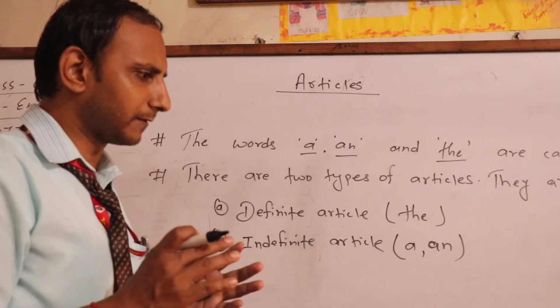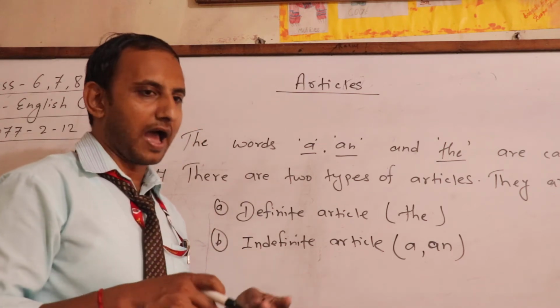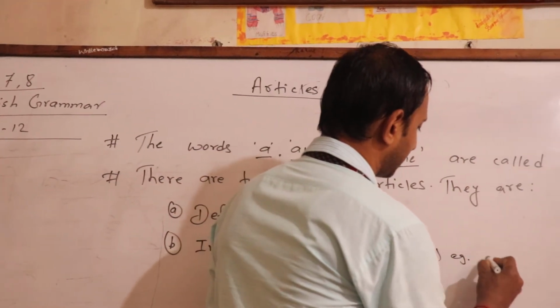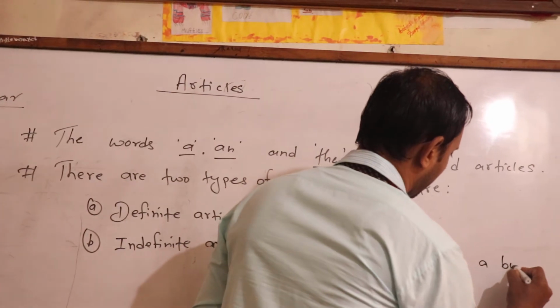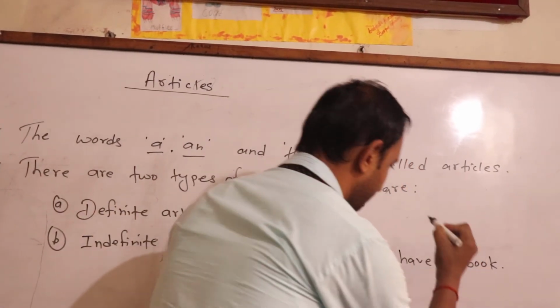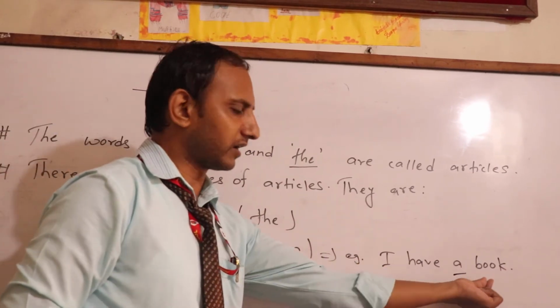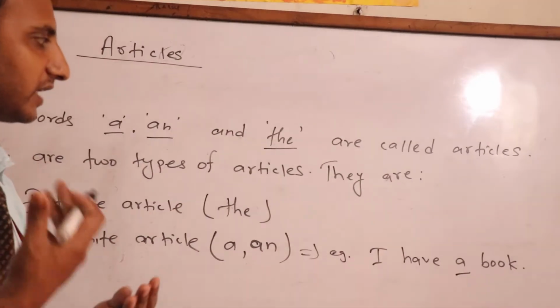For example, I have a book. Listen here, indefinite article. I have a book. Right here, for example, I have a book. Now, here I have used a. So this a has come before book. But which book are we talking about?